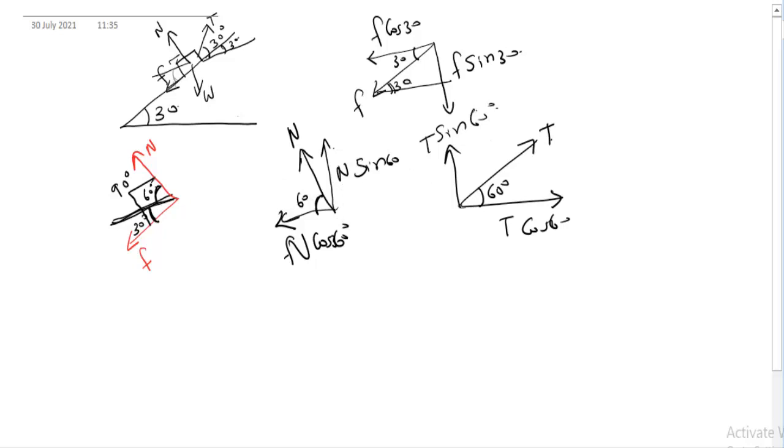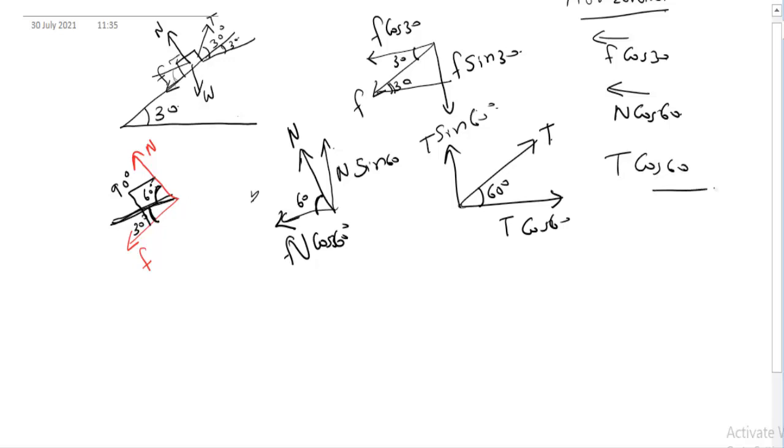Okay, so all the horizontal components, when we are considering the diagram where we are getting the horizontal components, first I am considering the horizontal components. See F cos 30 is acting in this direction. F cos 30. And then N cos 60 also acting in the same direction, and T cos 60 which will be acting in the opposite direction. Then what about the vertical forces?